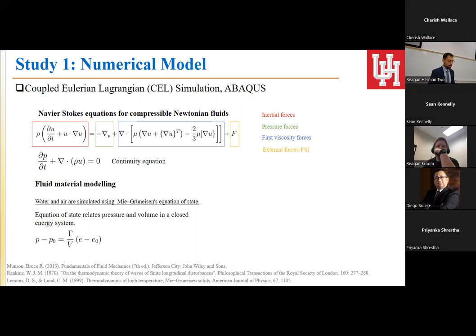In our simulations, both water and air were modeled by the use of the Mie-Gruneisen equation of state. I really don't think I should go into much detail here because we could spend the next 30 minutes on this topic. But basically, this equation is similar to the ideal gas equation, PV equals nRT, and it relates pressure and volume in a closed energy system.